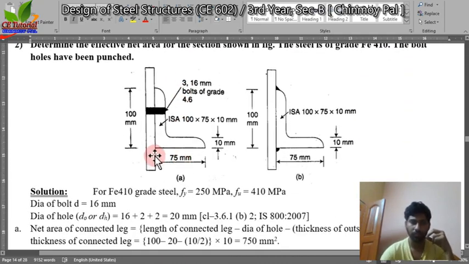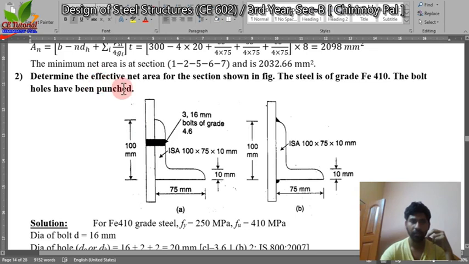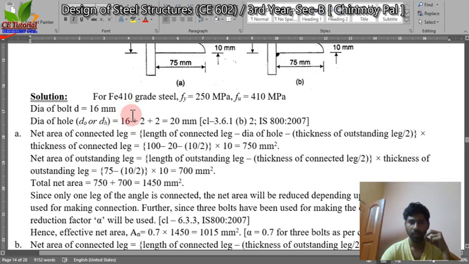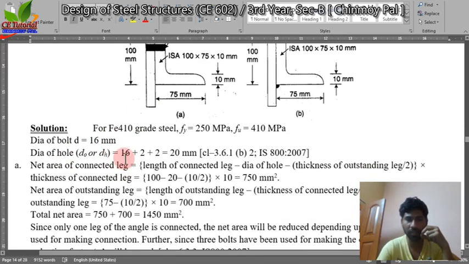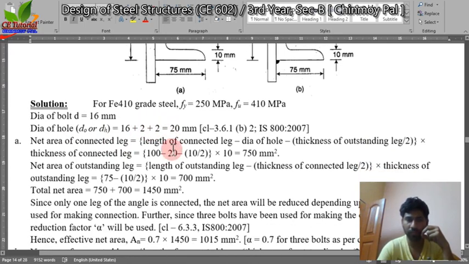Next problem: determine the effective net area for the section shown in the figure. Steel is of grade Fe410 and bolt holes have been punched. Now for Fe410, fy is equal to 250, diameter of bolt is 16, and diameter of hole is 16 plus 2 plus 2. Why plus 2 plus 2?